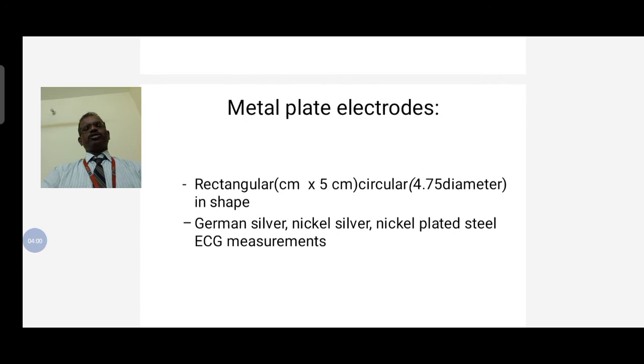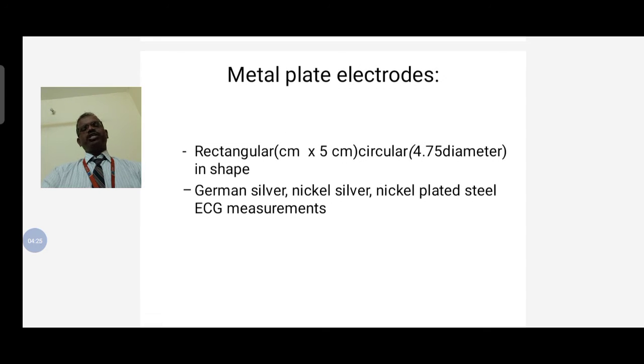What are the construction and specifications of metal plate electrodes? It is rectangular in size, about 5 cm by 7 cm, or circular with a 4.75 cm diameter. It is made up of German silver or nickel plated steel, which can be used for ECG measurement.